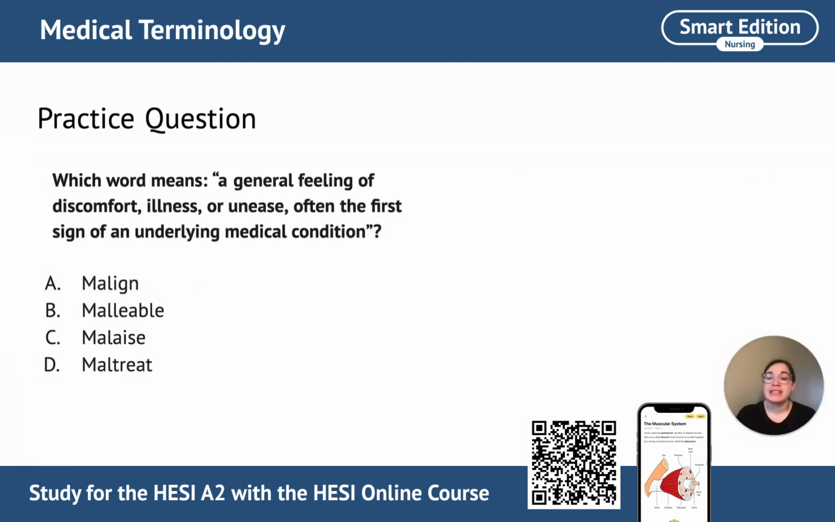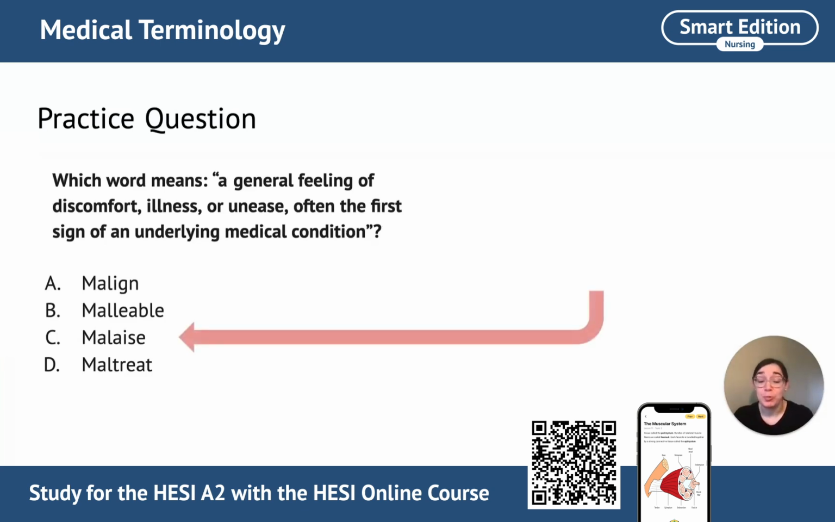Which word means a general feeling of discomfort, illness, or unease, often the first sign of an underlying medical condition? Is it A, malign? Is it B, malleable? Is it C, malaise? Or is it D, maltreat? And the best answer here is option C, the word malaise.